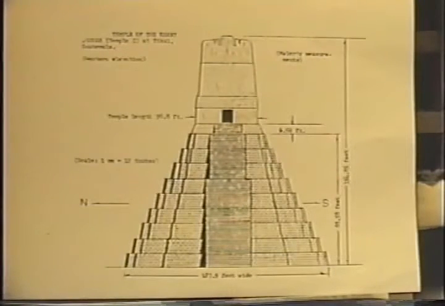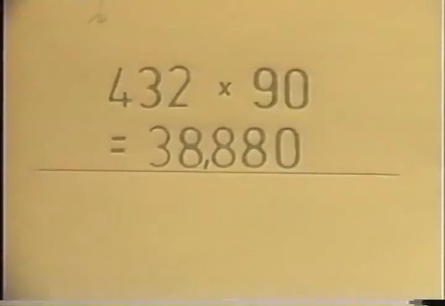Then they stacked 8 more of them on top of it, for a total of 9 terraces. As such, they gave this pyramid a grand total of 432 of these 90-degree corners. 432 by 90 makes Temple 1's corners worth 38,880.